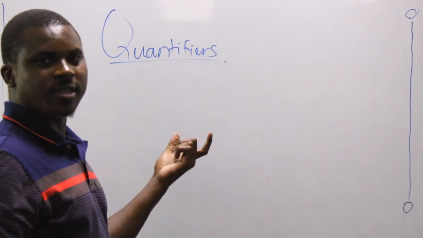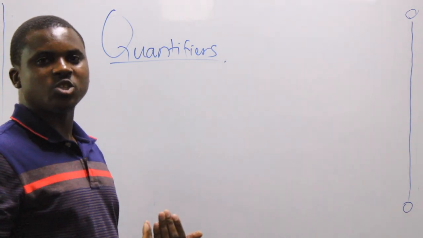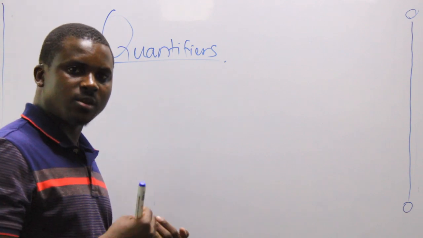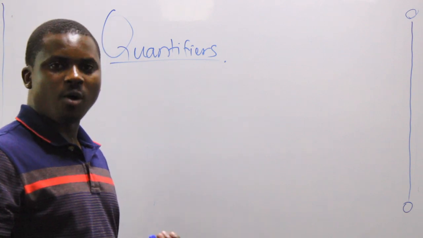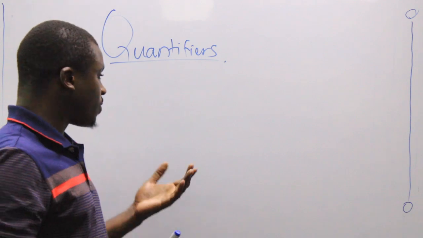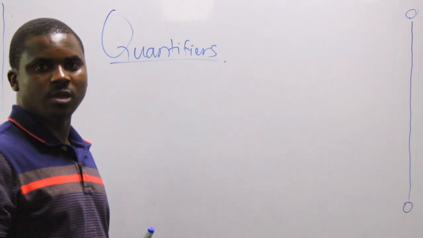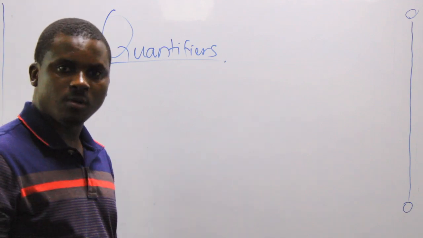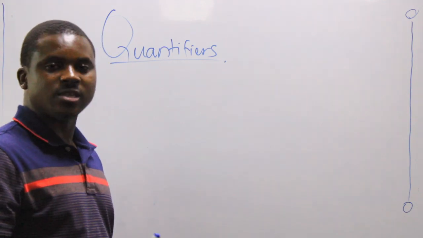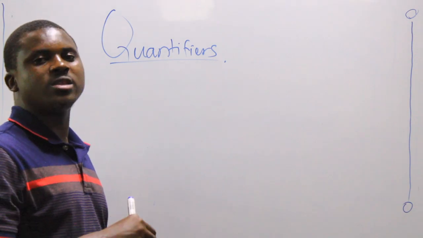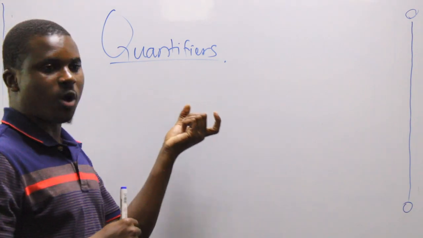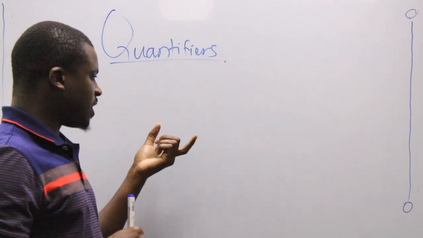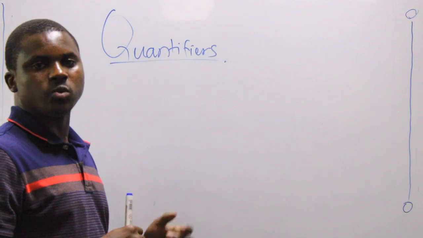These are just words that represent the quantity for our variables, for our predicate to be true. For example, you can have for some, for all, something like that. Those words are the ones that we call quantifiers. They will give us the quantity of variables for which P of x will be true.